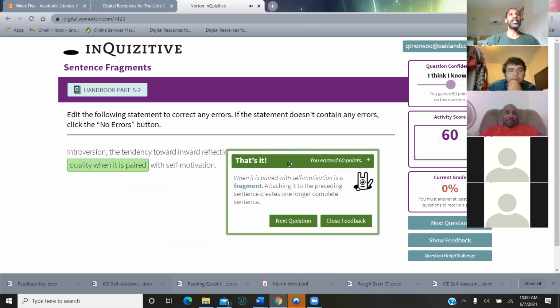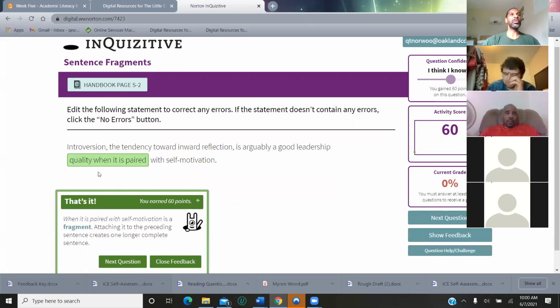Now, but let's look at C, right? When we read it all together. Introversion, the tendency toward inner reflection, is arguably a good leadership quality when it is paired with self-motivation, right? So we just put it all together.